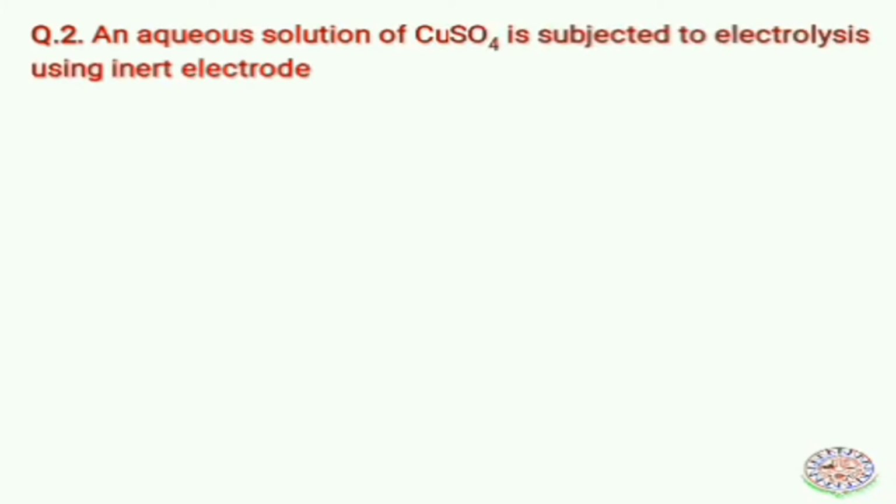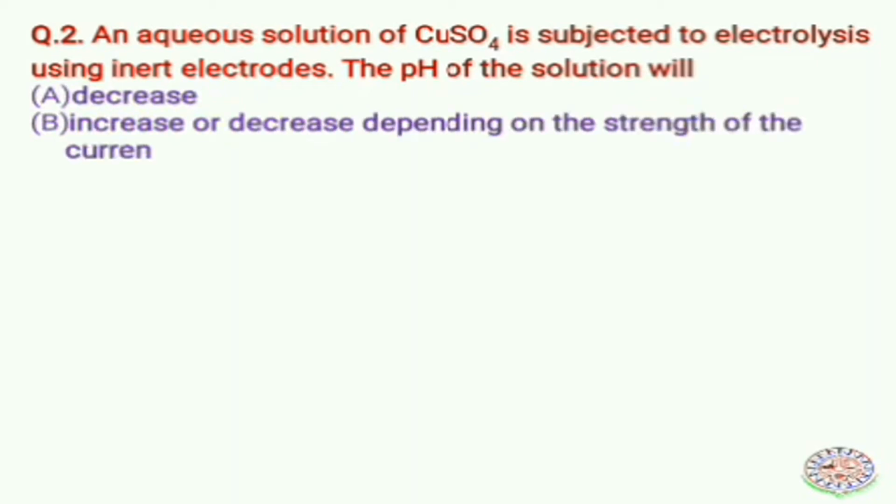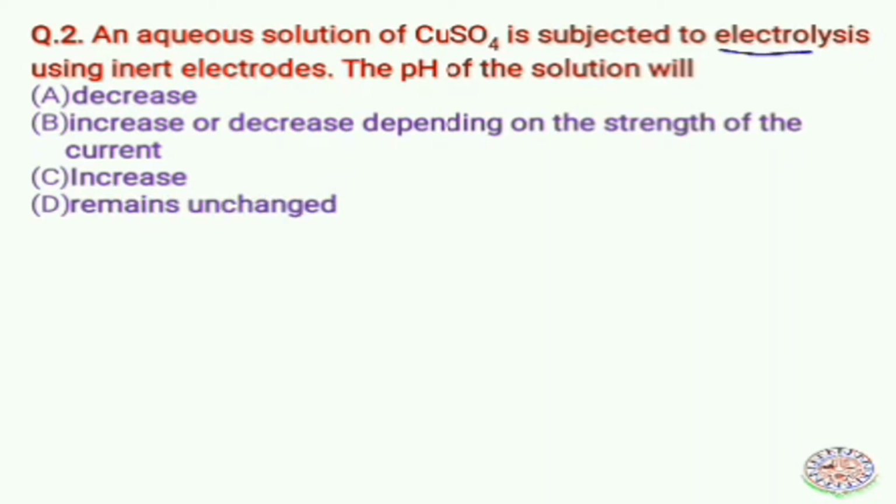Next question. An aqueous solution of copper sulfate is subjected to electrolysis using inert electrodes. The pH of the solution will, option A, decrease, option B, increase or decrease depending on the strength of the current, option C, increase, option D, remains unchanged. Read the question carefully. An aqueous solution of copper sulfate is subjected to electrolysis using inert electrodes.